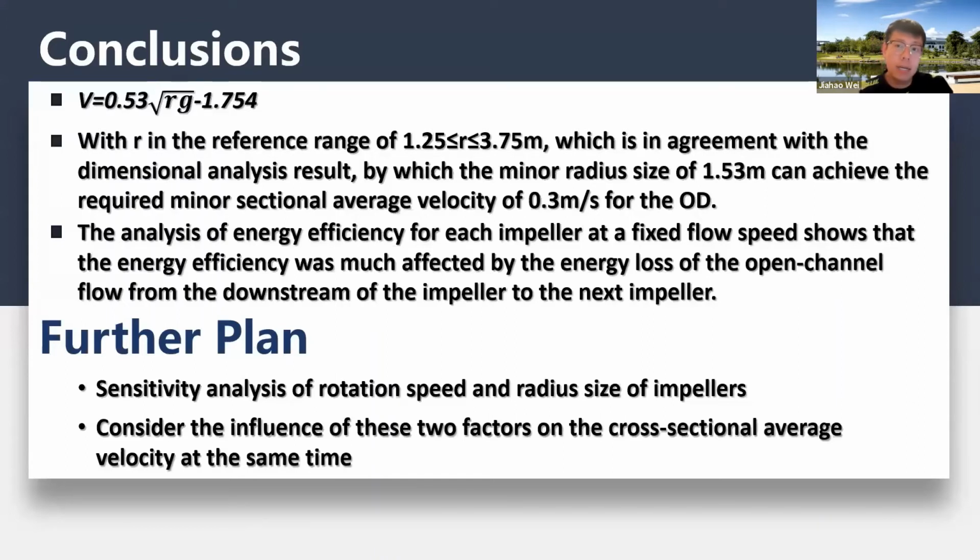And next, as the rotation speed is also a dominant factor for the cross-sectional average velocity, I will do a sensitivity analysis of rotation speed and radial size of impellers and consider the influence of these two factors on the cross-sectional average velocity at the same time.